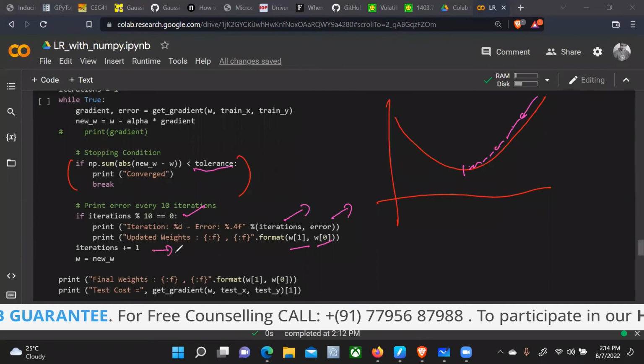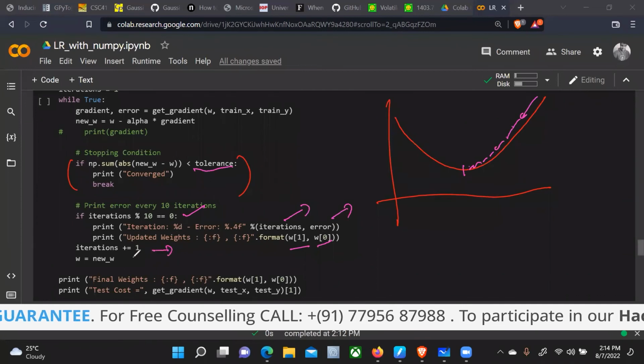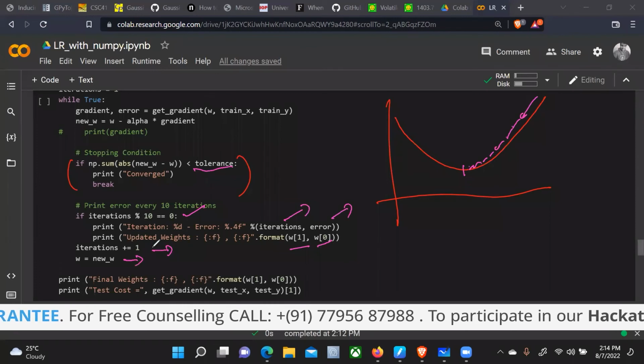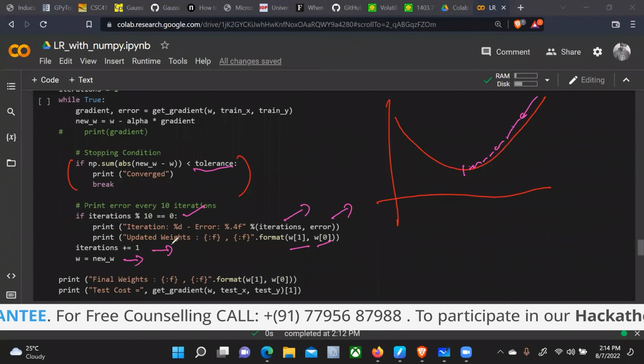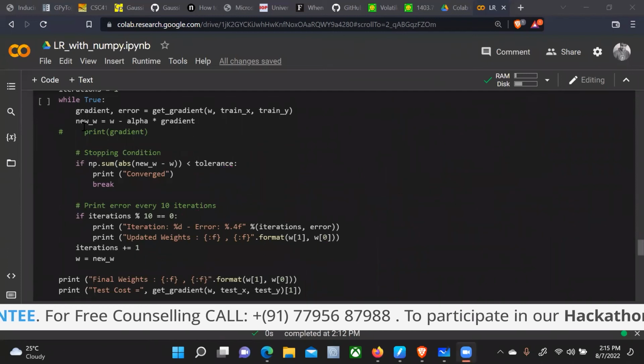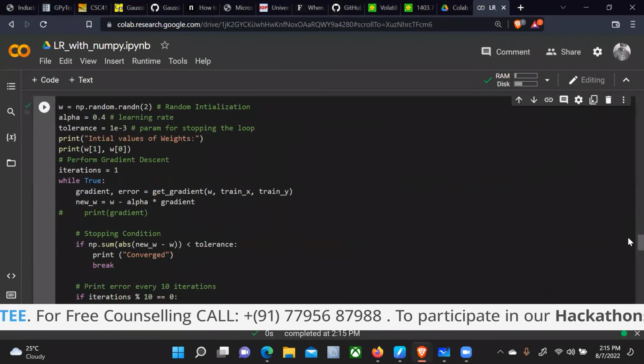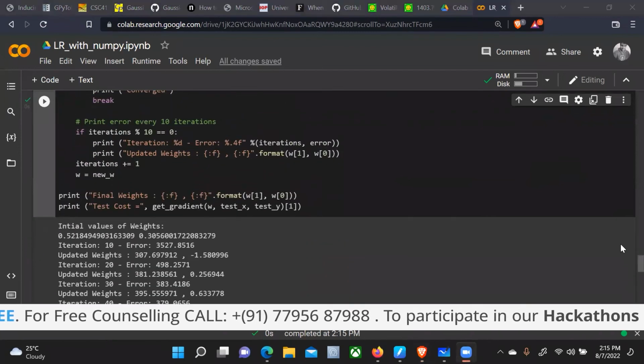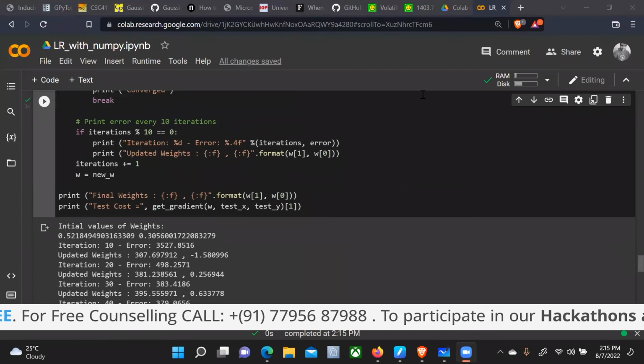Then we increase the iteration number so that we keep a counter. The new weights become the old weights, or parameters, for the next iteration. We keep doing this until we find a minimal point where it stops, with the change almost zero, very close to zero.